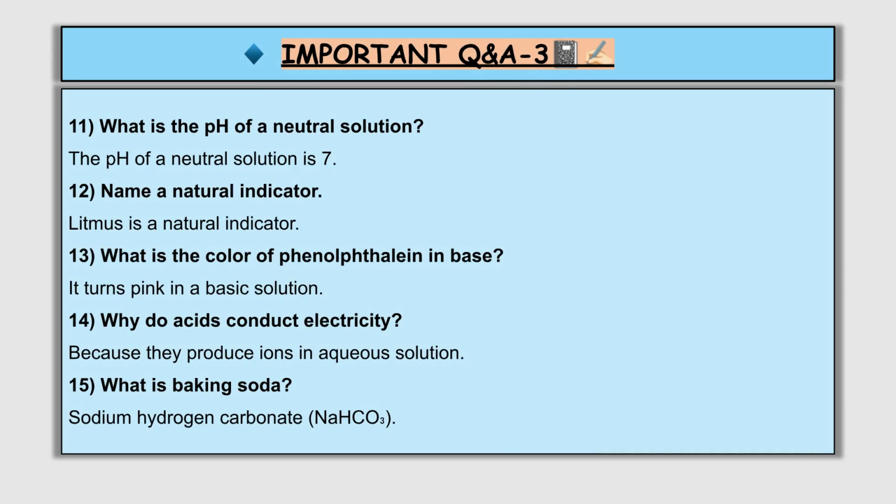To wrap up the questions, a neutral solution has a pH of 7. Litmus is a natural indicator. Phenolphthalein turns pink in a basic solution. Acids conduct electricity because they produce ions in aqueous solution. Baking soda is sodium hydrogen carbonate.